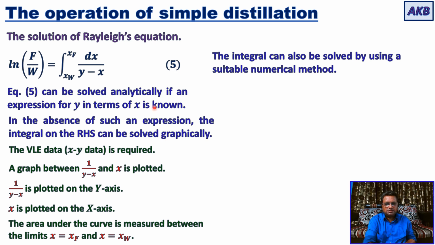So the first option is, if you know the expression for y in terms of x, you can simply put that expression over here and then solve this integral analytically. But in absence of such an expression, what can you do? You can solve it graphically. For that you need to have VLE data, XY data. If you have that data, you can plot a graph where 1 upon y minus x is plotted on y-axis, x is plotted on x-axis. You get a curve. You measure area under the curve between limits xf and xw, and that area under the curve is nothing but this integral.